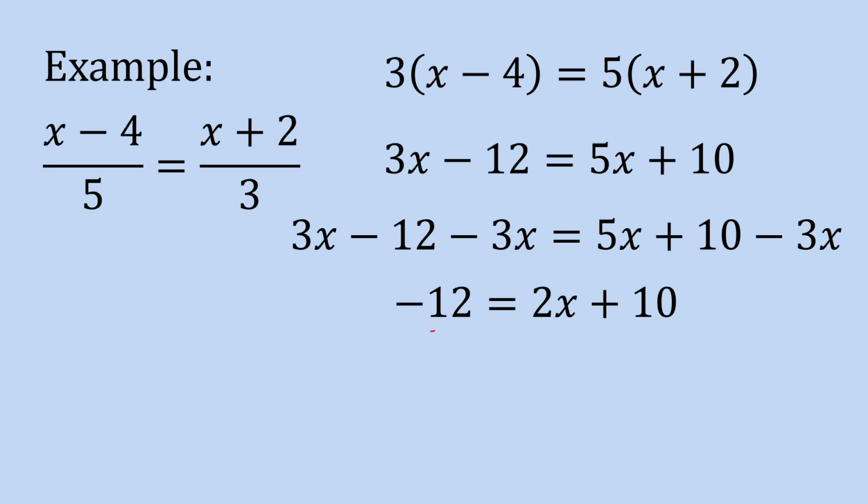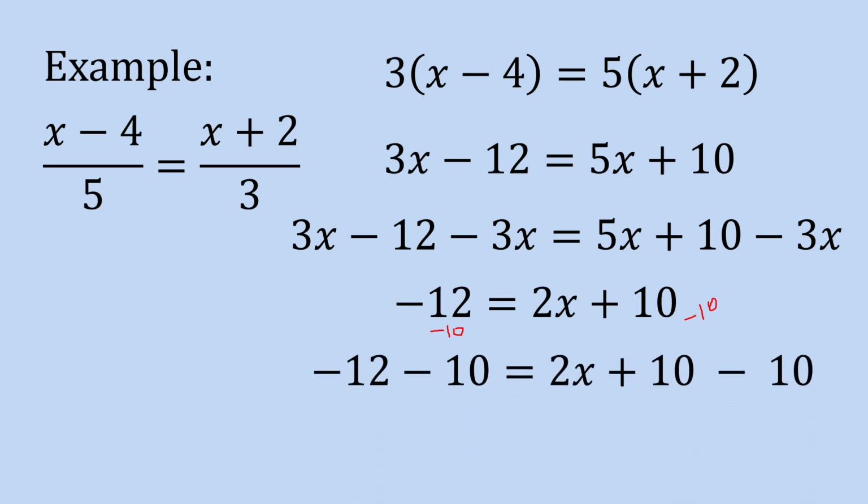Now we will add minus 10 on both sides, here minus 10 and this side also minus 10. So the equation will be minus 12 minus 10 is equal to 2x plus 10 minus 10. So here plus 10 minus 10 both are the same. We can cancel both. Here minus 12 minus 10 is equal to minus 22. So 2x is equal to minus 22.